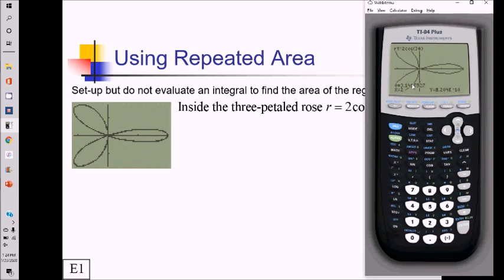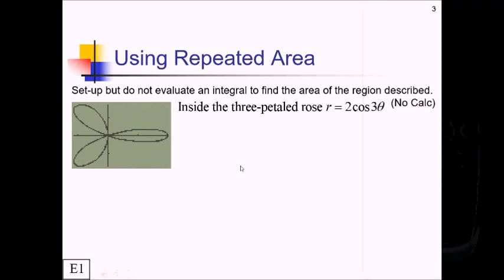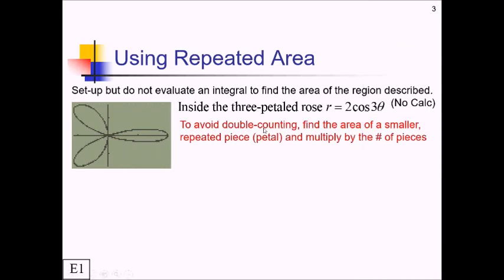2 pi is normally what you would think of as the whole cycle, but this only took us a distance of pi. So if you took an integral from 0 to 2 pi instead of pi, you're getting all of that area one more time. You're double counting. And we're not really going around in an intuitive fashion either. So to avoid double counting, it's safer to just find the area of a smaller repeated piece, like just one of these petals, and then multiply by the number of pieces. So that's how we're going to do this particular problem.